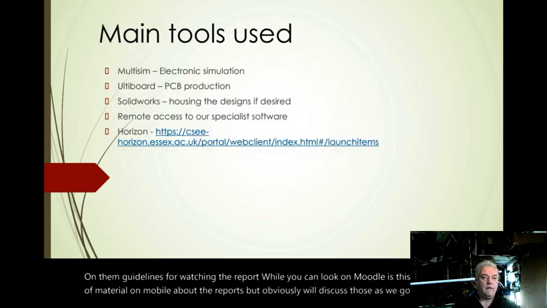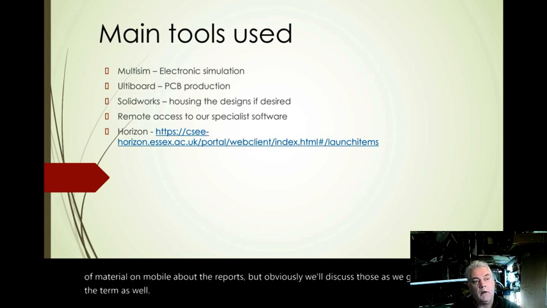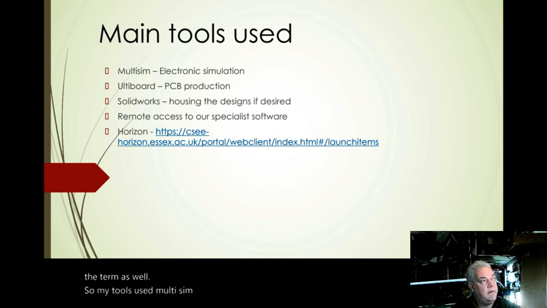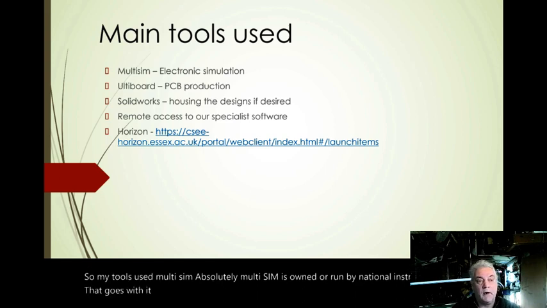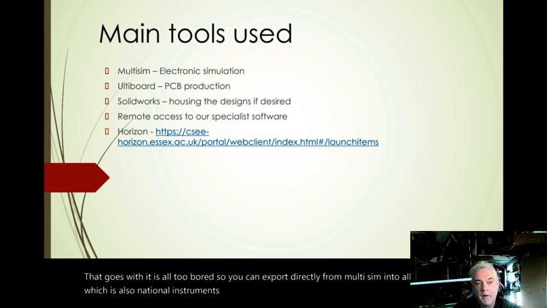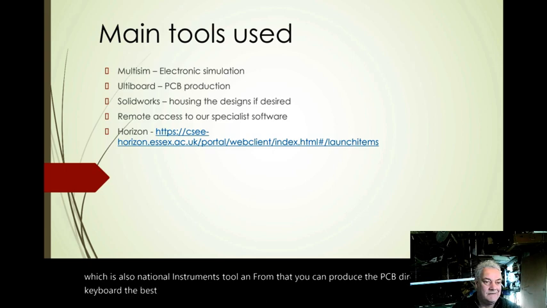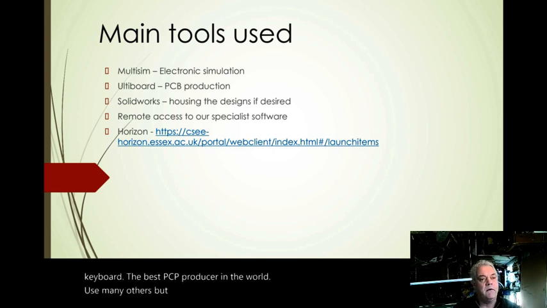So main tools used, Multisim, absolutely. Multisim is owned or run by National Instruments. A tool that goes with it is Ultiboard, so you can export directly from Multisim into Ultiboard, which is also a National Instruments tool, and from that you can produce the PCB directly. Is Ultiboard the best PCB producer in the world? No, and I've used many others, but it's sufficient for what we want to do here.